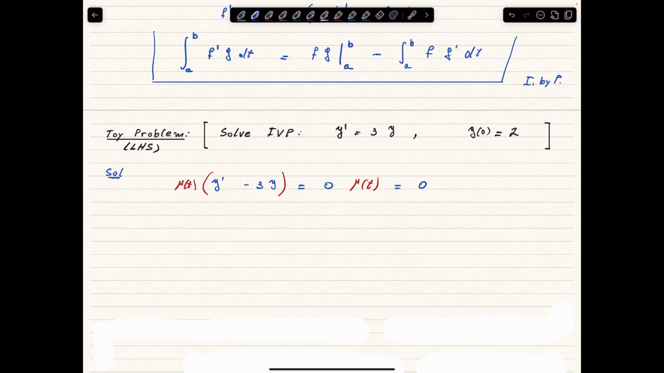Let's distribute also. So we are going to have mu times y prime, then minus 3 mu y, all that equal to 0. And now we are going to integrate this whole thing in time, but not an indefinite integral. We want a definite integral because this is an initial value problem and we are interested in the solution from 0 to positive values. So we are going to use integration from 0.